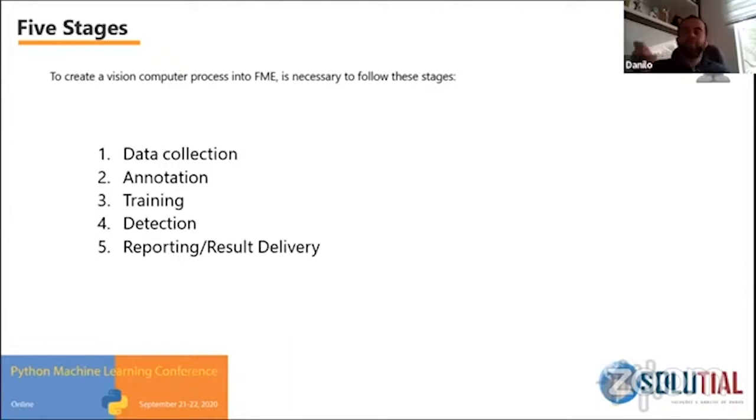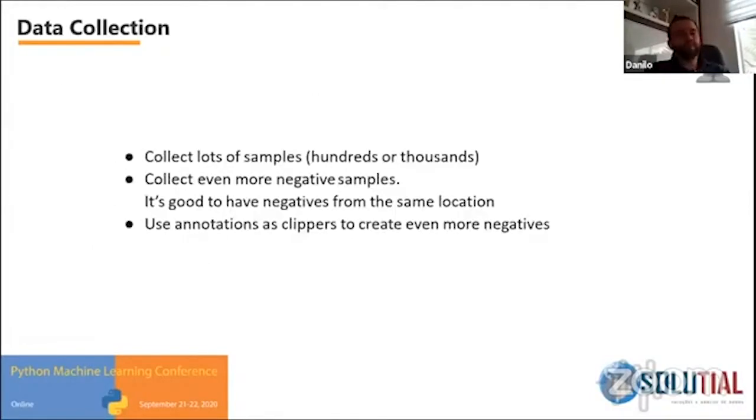The best way to inform the user that the whole process was completed is, for example, at the end of your workflow, using a transformer to send a mail. Okay, it's possible. And there is an interesting transformer called the mailer, where you can attach the results for all the users, for example. Okay? Data collection. Data collection means collecting a lot of samples, hundreds or thousands of examples, positive and negative. Collect even more negative samples so you can create annotations and train the transformer. Okay. Use annotations as clippings to create even more negative samples.